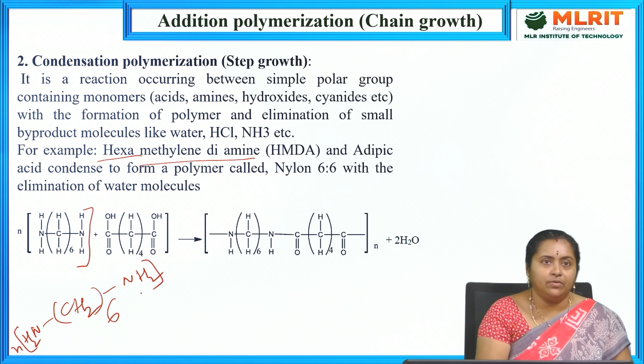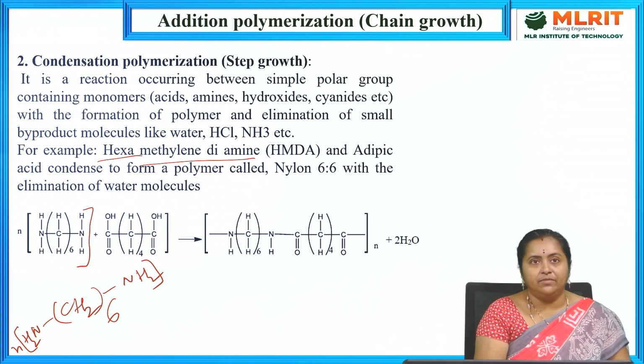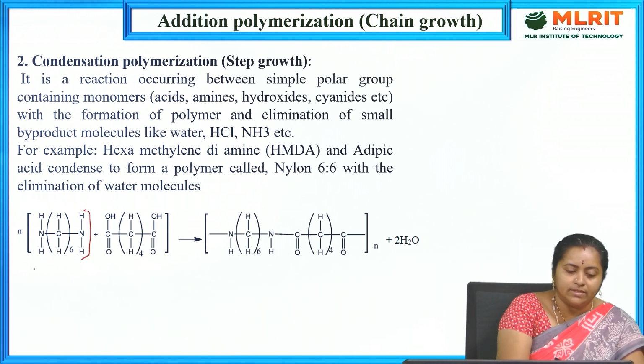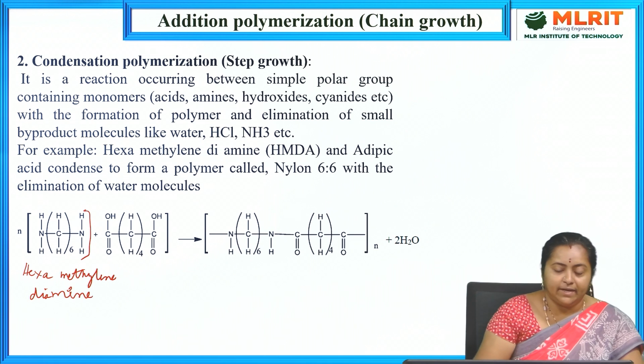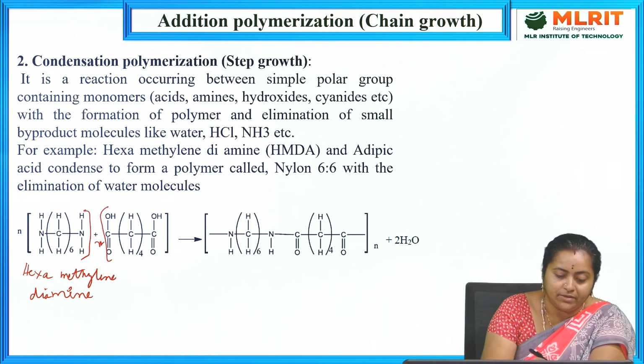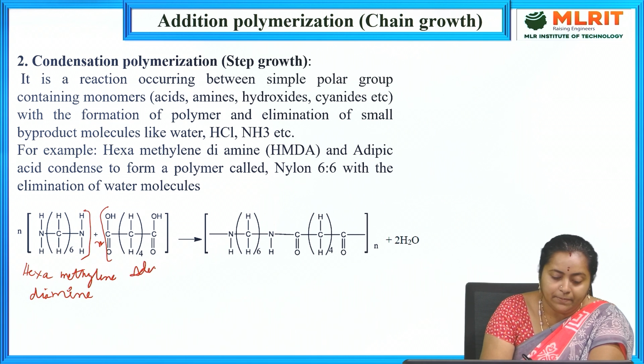This we are going to consider n number of times. N number of times of hexamethylene diamine. This is the structure of hexamethylene diamine. What is the name of the other monomer? Adipic acid. This is the structure of adipic acid. This also we are going to consider n number of times. Adipic acid.